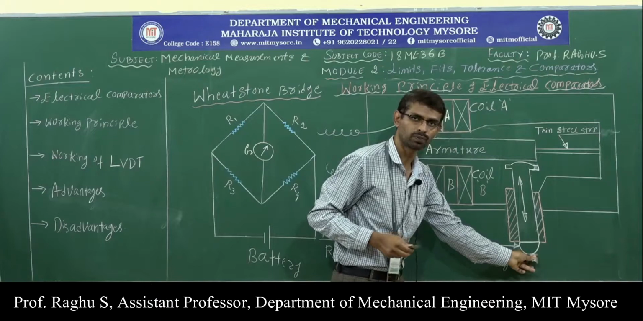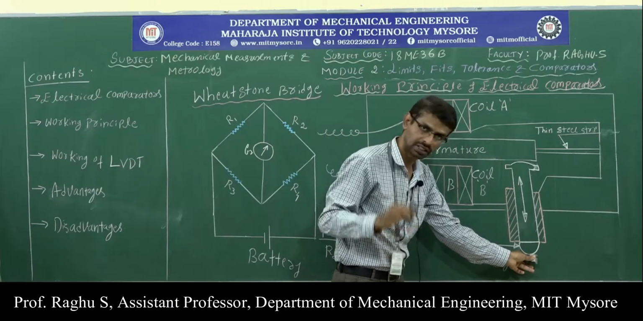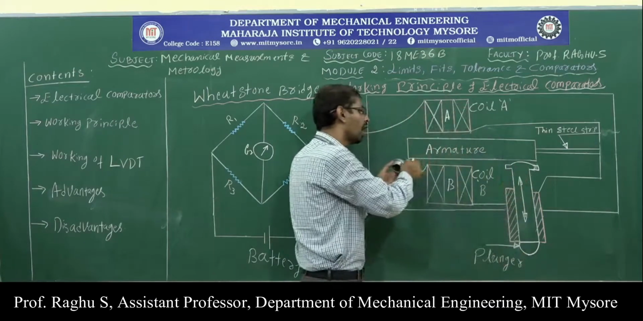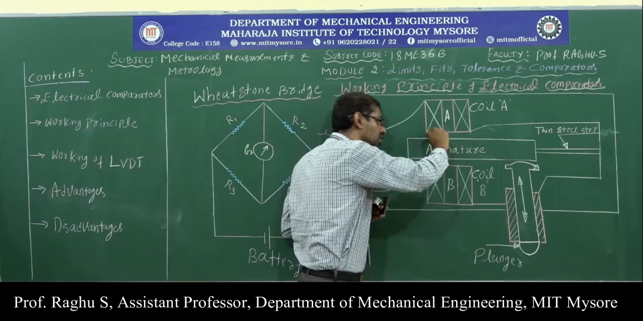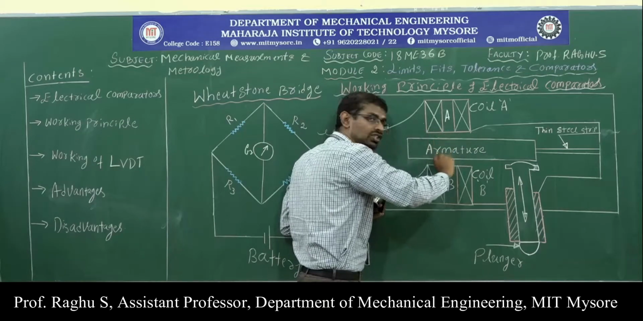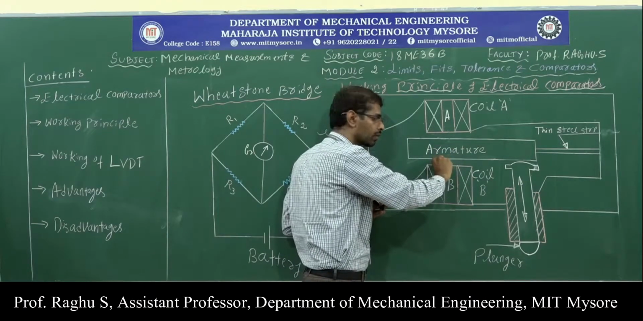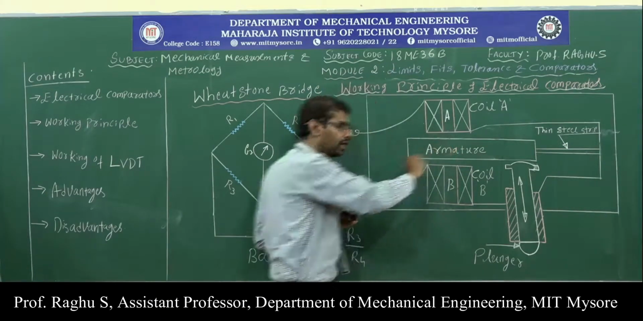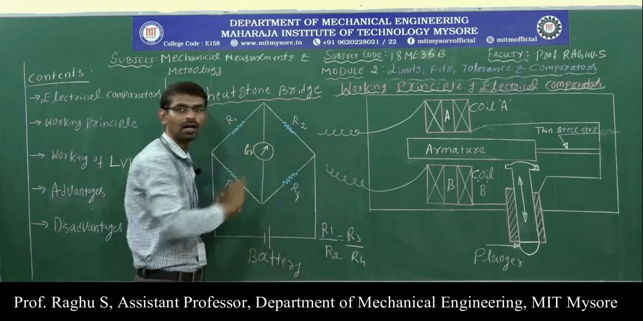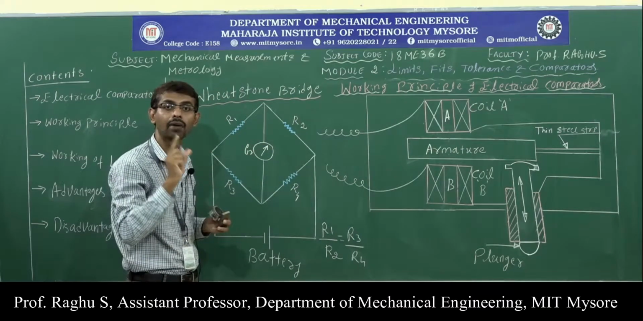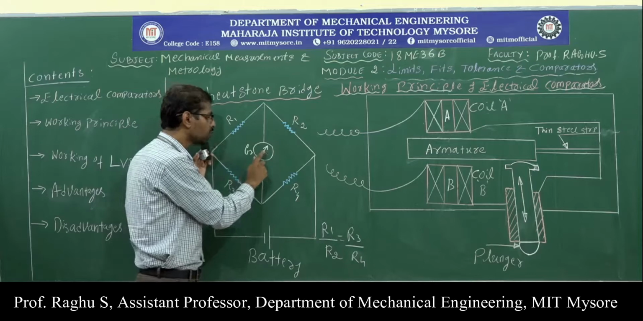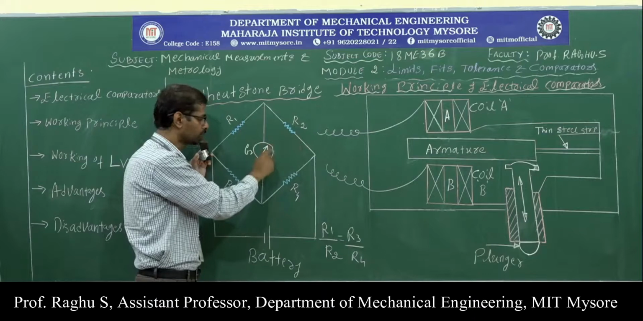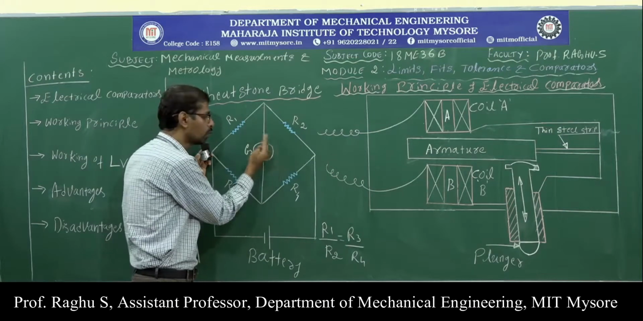Here I have placed the workpiece or component to be inspected. If there is any dimensional difference, plunger movement takes place. When the plunger movement takes place, the armature gets tilted. Due to this, the distance is varied. When the distance of the armature from the 2 coils is varied, the Wheatstone bridge is unbalanced. When the bridge is unbalanced, as I already told you, current is flowing through the galvanometer, and hence we can observe the movement of the pointer on the scale.